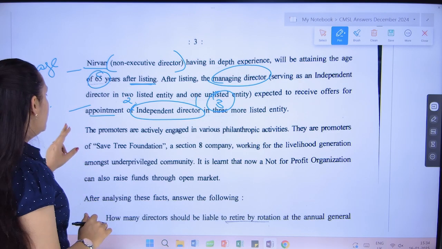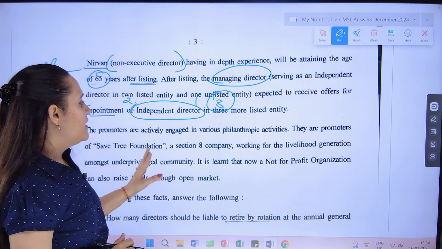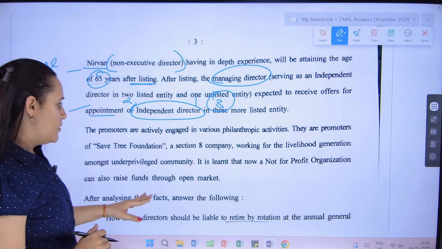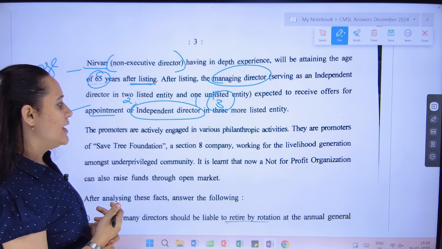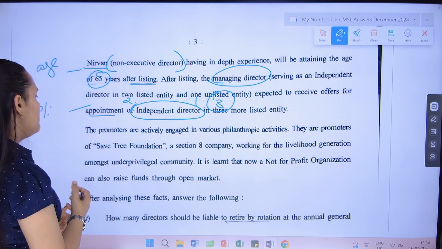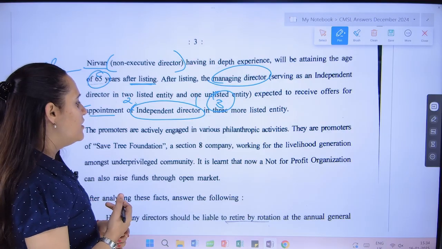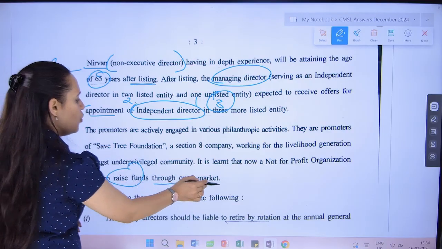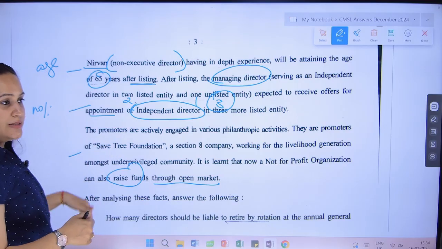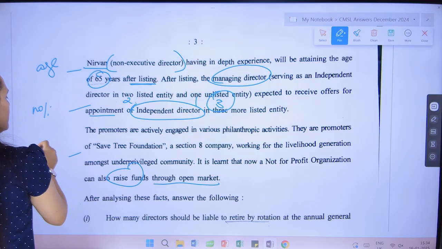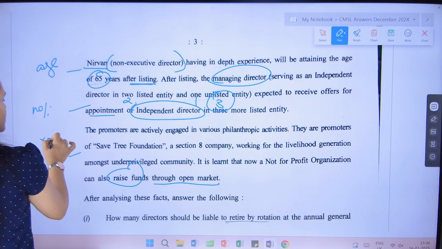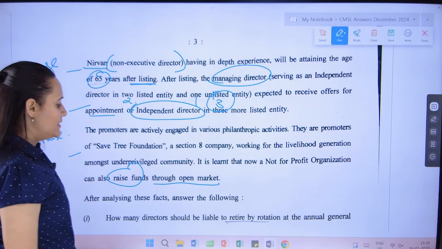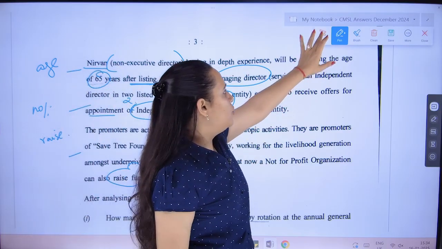The promoters are actively engaged in various philanthropic activities. They are promoters of Save Tree Foundation, a Section 8 company working for the livelihood generation amongst underprivileged community. They have learned now that non-profit organization can also raise fund through the open market. So, this is for the next sub question about how a Section 8 company can raise funds from the stock exchange. You have to answer that. Now, after analyzing these facts, answer the following question.